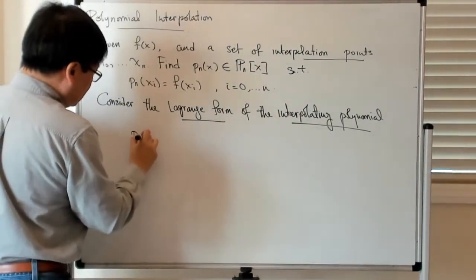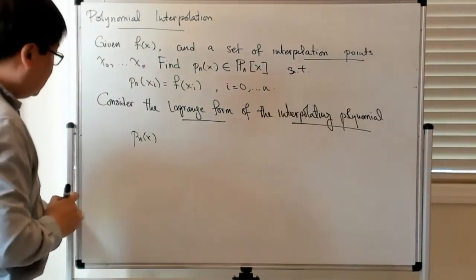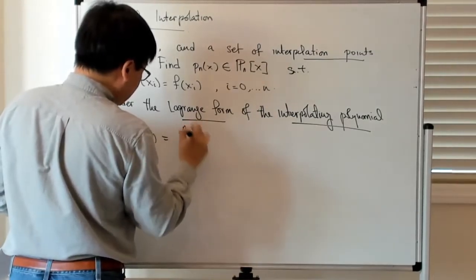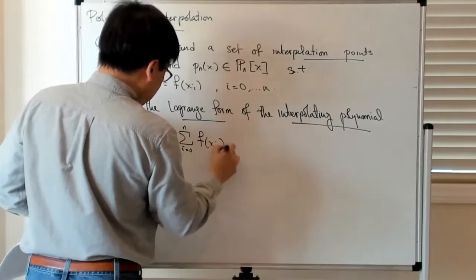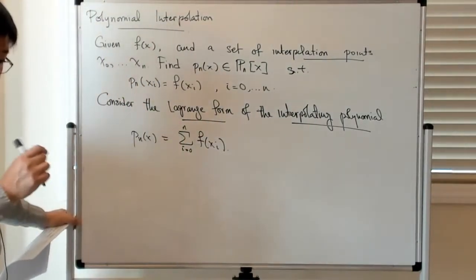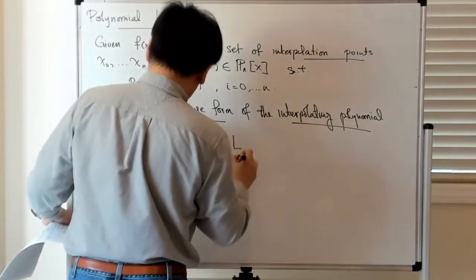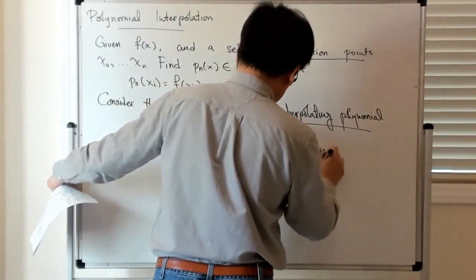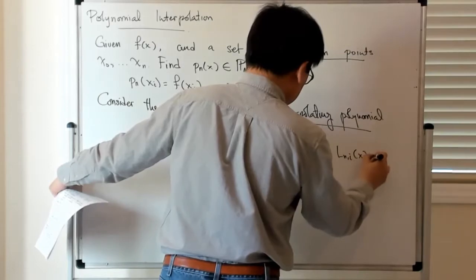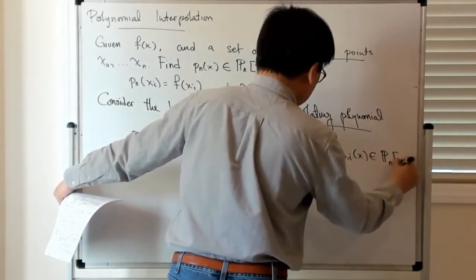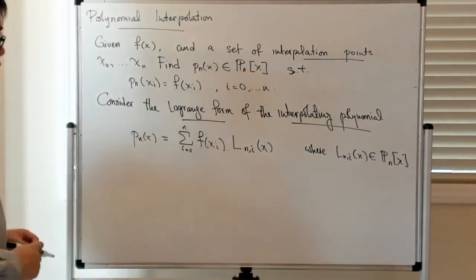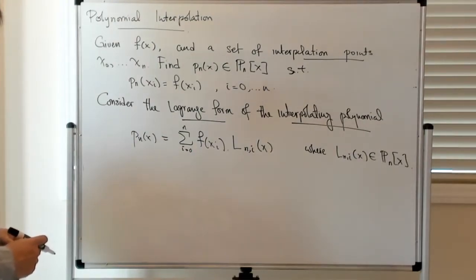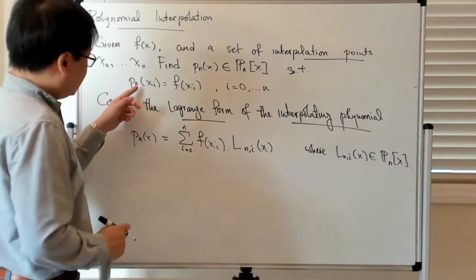So I'm going to posit the following form of this polynomial. Pn of x is going to be some linear combination, from i equals 0 to n, of f evaluated at xi, so that's an actual number, multiplied by some polynomial, let's call that L n comma i of x, where L n i of x is a polynomial of degree n in x.